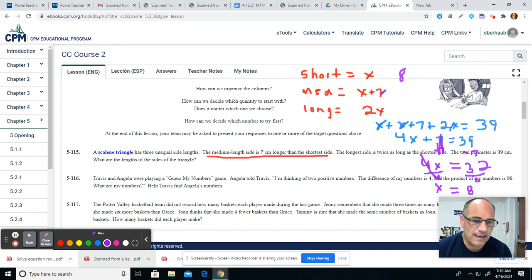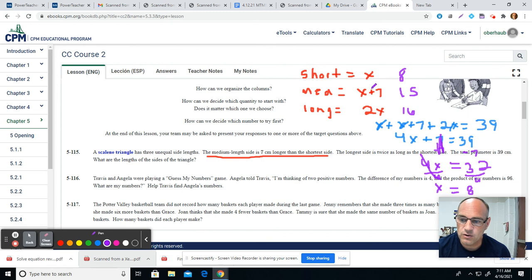My medium side is 8 plus 7, which is 15. And put 8 in for x in 2x: 2 times 8 is now 16. So these are my lengths of the three sides. And so that's how you're going to do the problems that I gave you today.